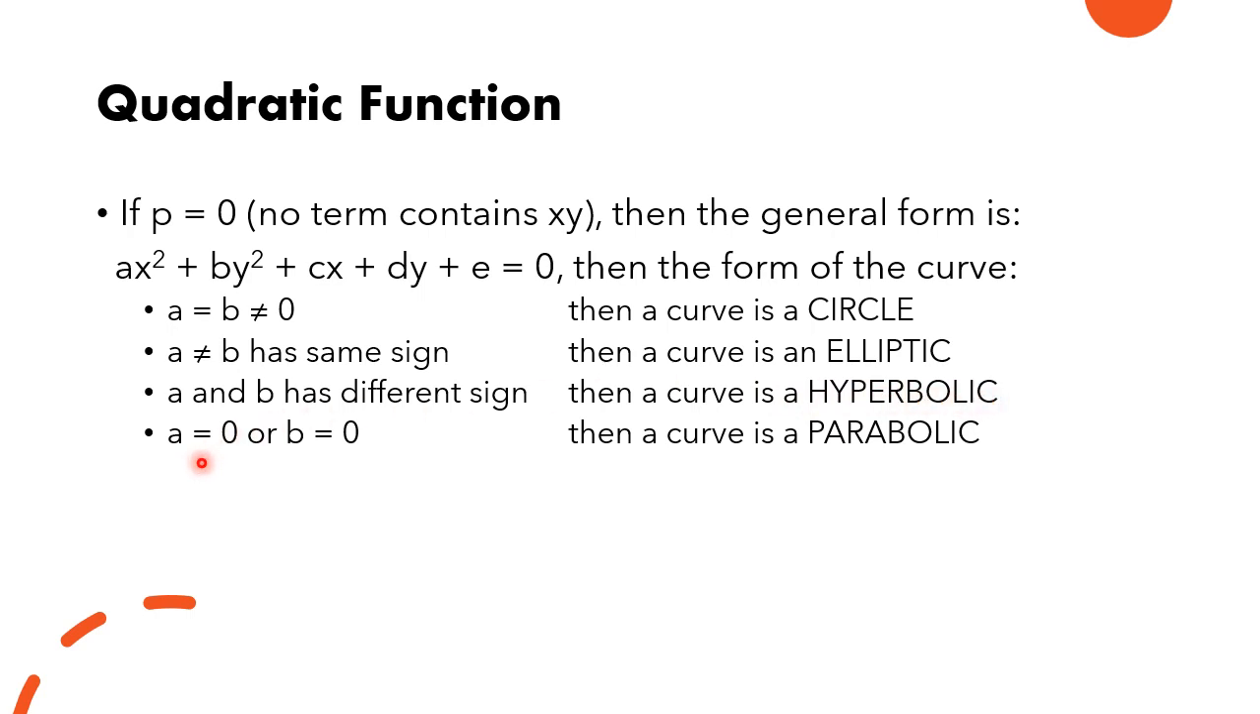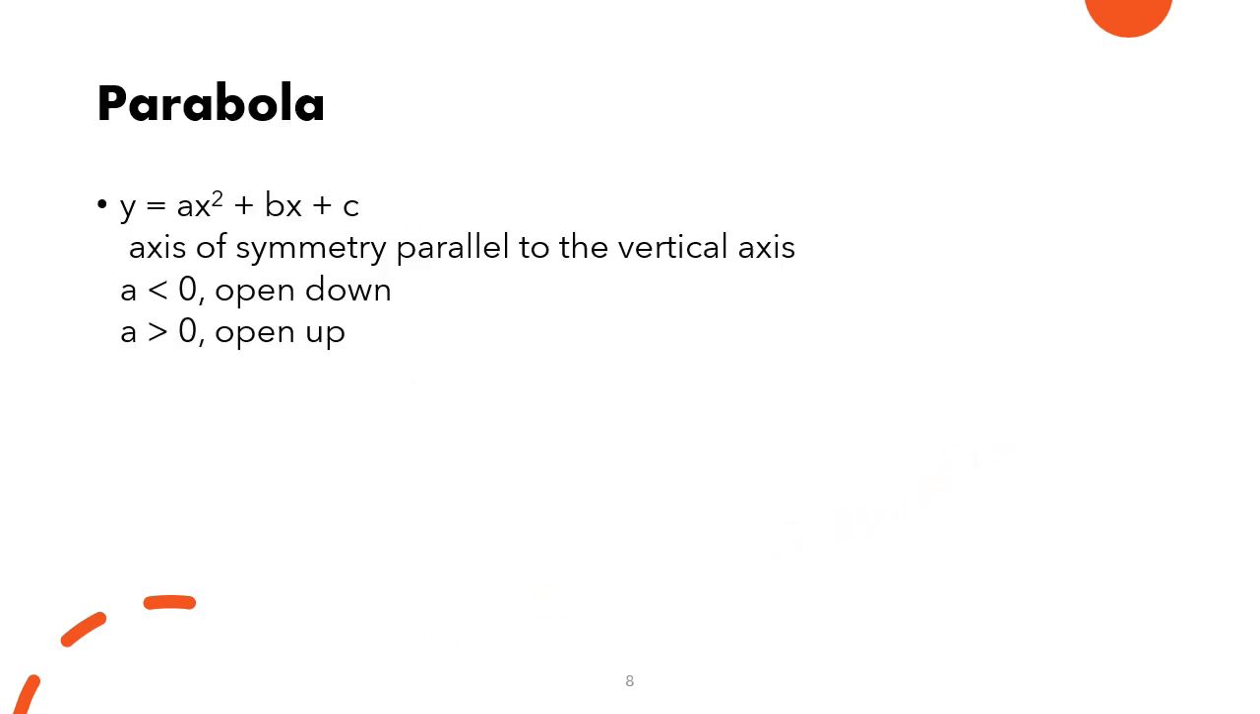If a is 0 or b is 0, so one of them is 0, the other one is not, then the curve is parabolic. So what we are going to learn here now is the parabolic form only. This is the equation of a parabola: y = ax squared plus bx plus c. So the y-axis becomes the dependent variable and the independent variable is the x-axis.